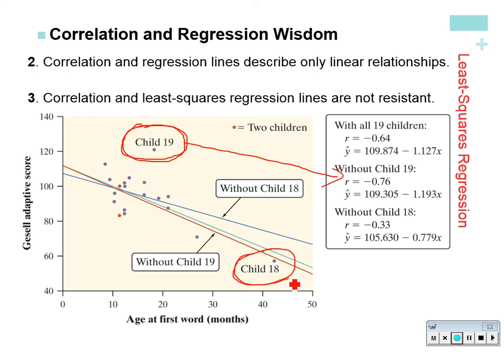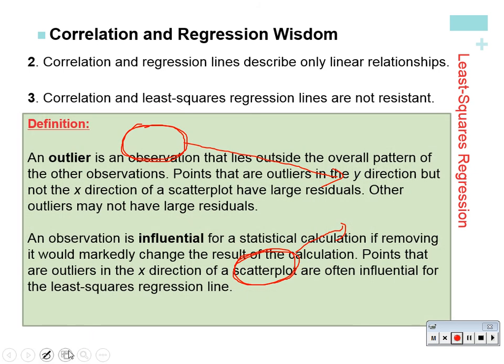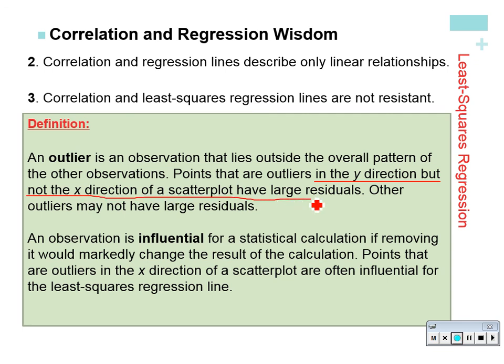But child 18, we would say, is an influential point because taking that point out clearly decreased the value of the correlation. So just some different things as far as the difference between those 2 types of points. An outlier is an observation that lies outside the overall pattern. Points that are outliers in the y direction, but not in the x direction of a scatter plot, have large residuals. Other outliers may not have large residuals.